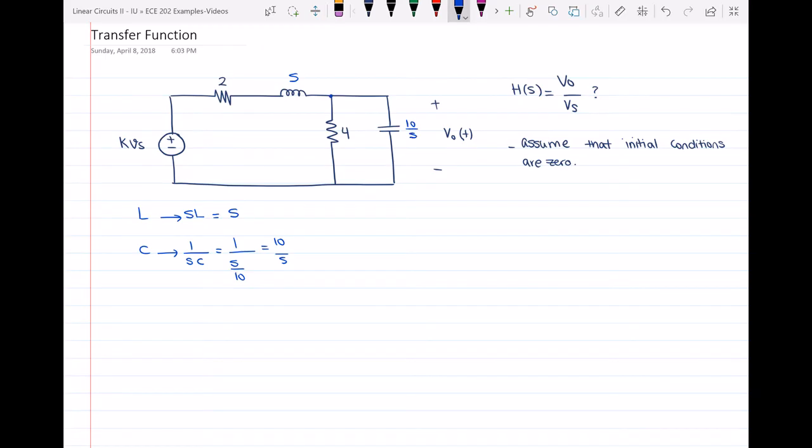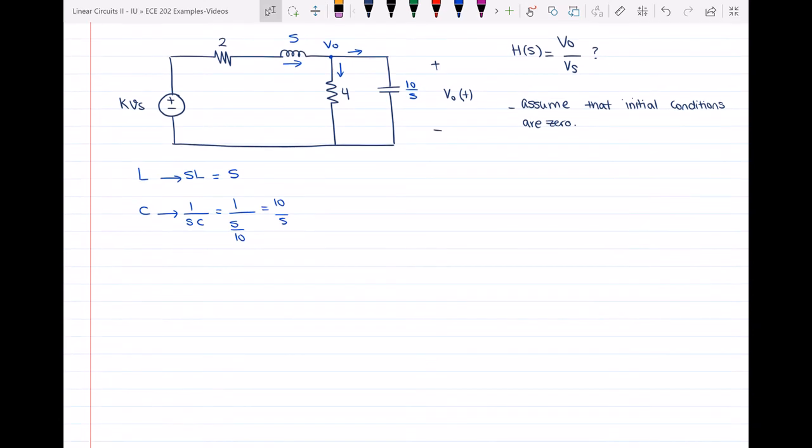So the only thing that I have to do is to find the relationship between VO and VS, which is my source voltage, in order to find the transfer function. So I will define my currents here, and I will write a simple KCL at node VO. At node VO, I can see that I have K VS minus VO over 2 plus S entering the node, the current that is entering the node. Then I have two other currents that are leaving the node, which are VO over 4 plus VO over 10 over S.